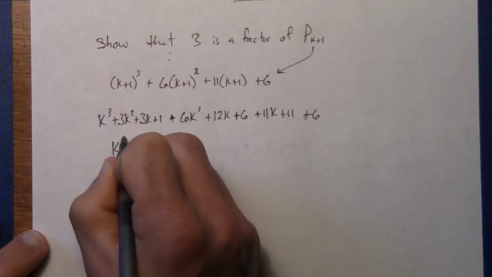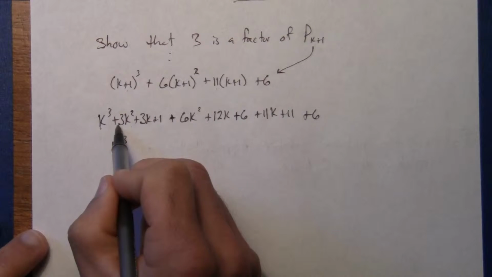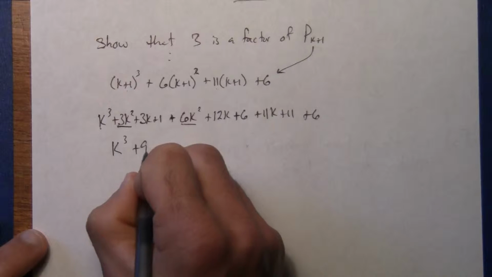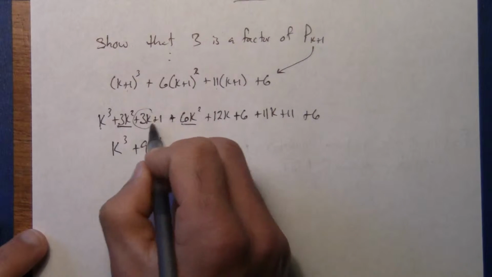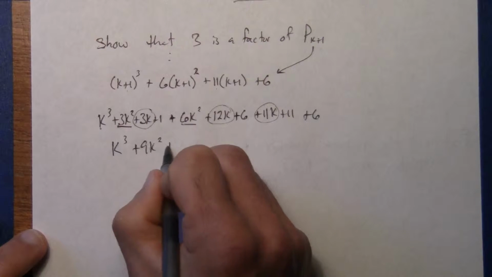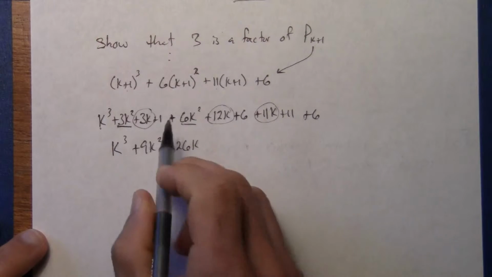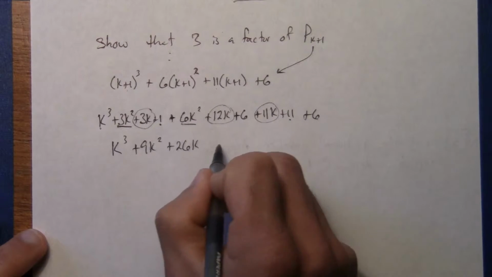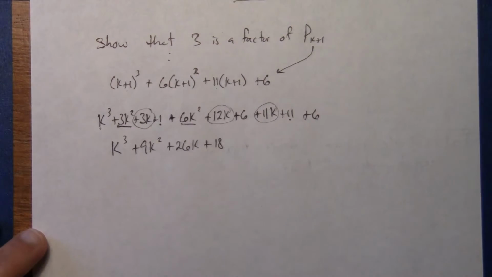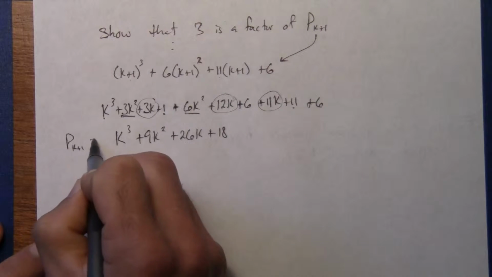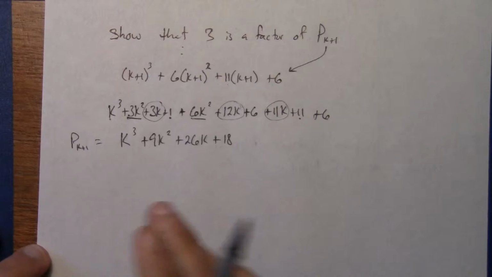And now if I combine like terms, I've got a total of 6k to the third. I have, looks like 9k squared. I've got 3, 15, 26k's. And my constant, I have 1 plus 11, 12 plus 6, so 18. So this is what p sub k plus 1 is equal to. Now I have to show that it's divisible by 3. In other words, that 3 is a factor of it.